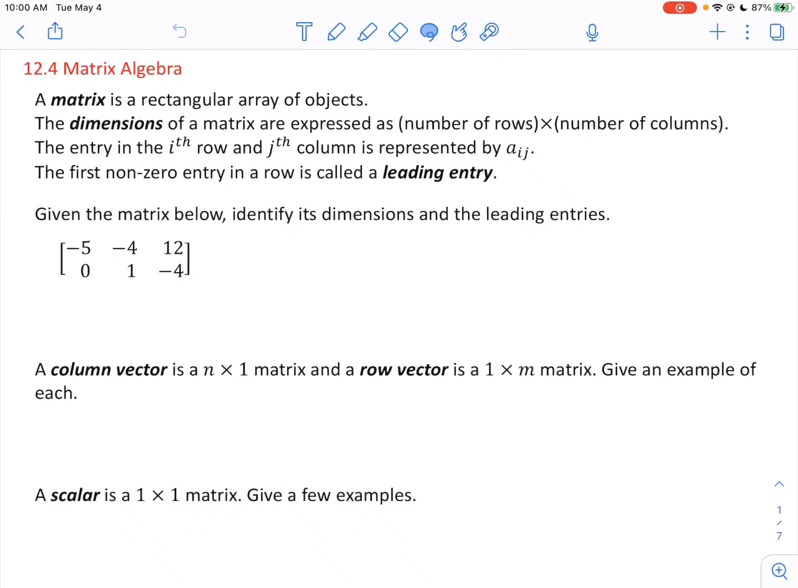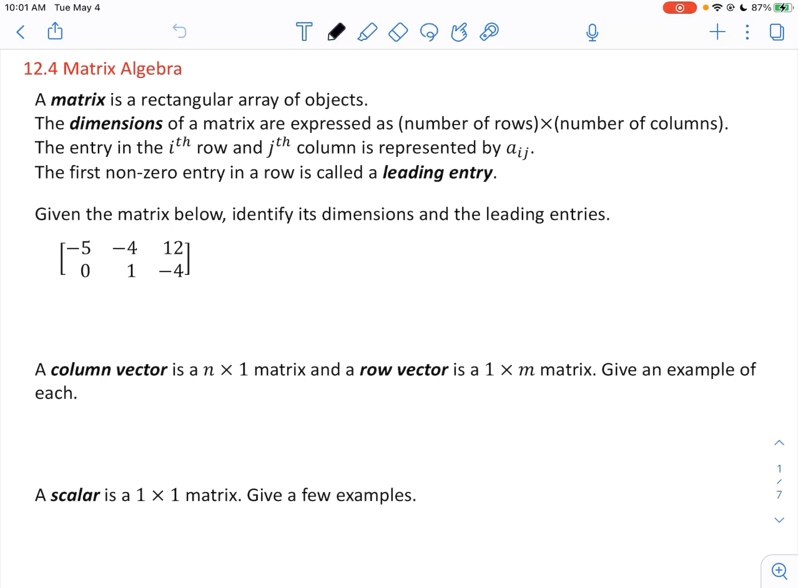Hello students, matrix algebra. Now a matrix again is a rectangular array of objects. The dimensions of a matrix are expressed as the number of rows by the number of columns. The entry in the ith row and jth column is represented by A sub ij. And the first non-zero entry in a row is called a leading entry. So given the matrix below, identify its dimensions and the leading entries.